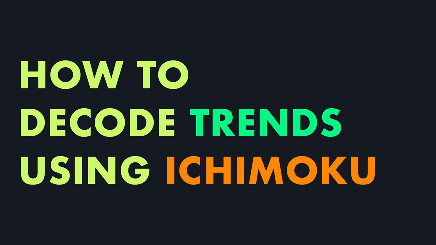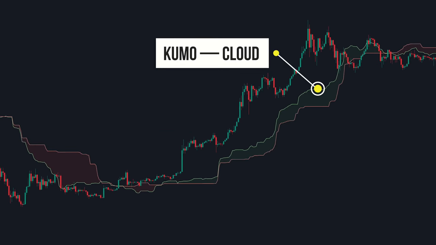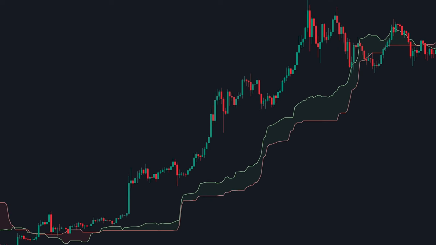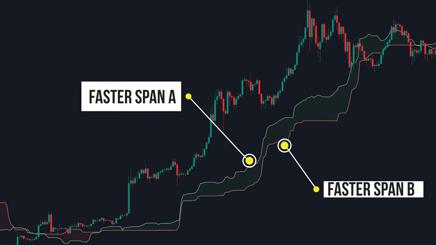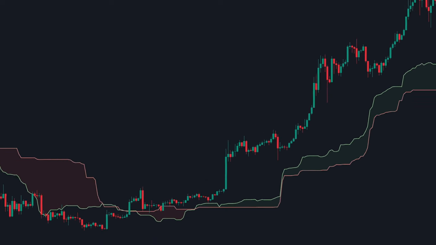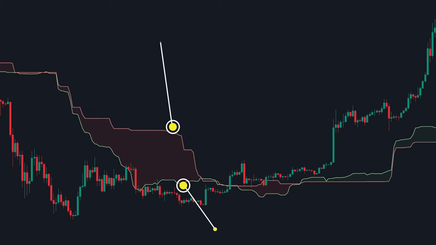All right, let's dig into how you can decode market trends using the Ichimoku indicator. First off, we've got the Kumo, or cloud. Here's what you need to keep an eye on. Color of the Kumo. If span A is above span B, the Kumo turns green, signaling a possible bullish trend. On the flip side, if span A is below span B, the Kumo goes red, indicating a bearish trend.